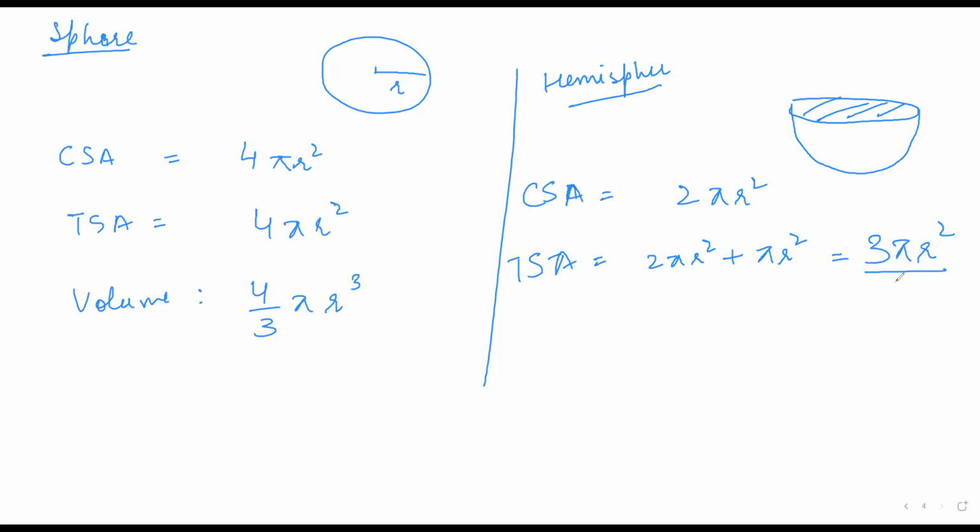Understood? So that's the total surface area of the hemisphere. And volume is again just half of the volume of the sphere. So it is 2 by 3 pi r cube. That's it. So these 5 shapes you have to remember. 6, I mean.